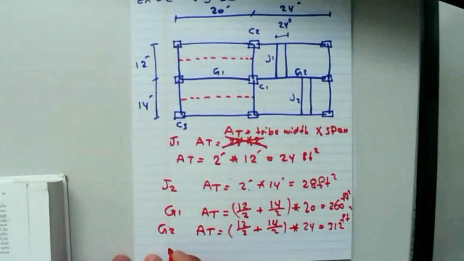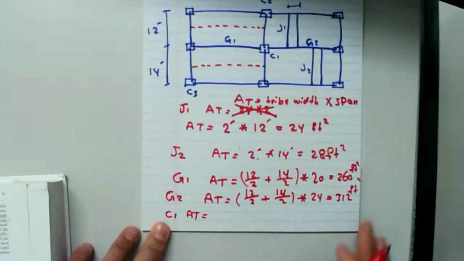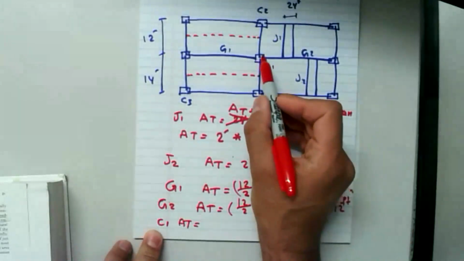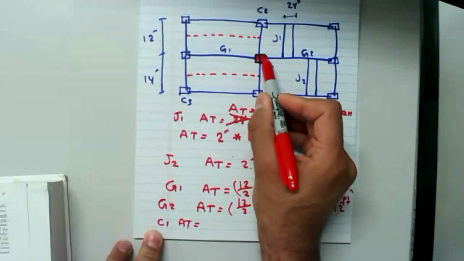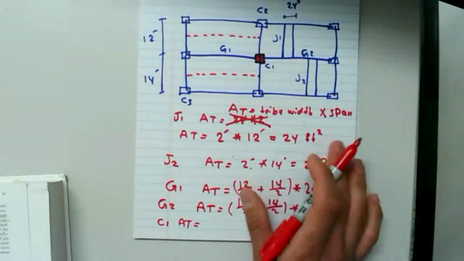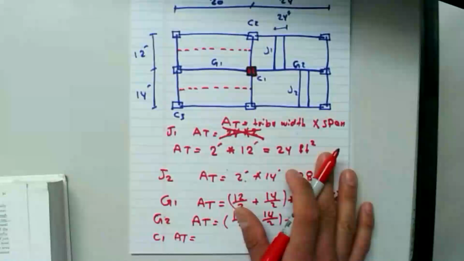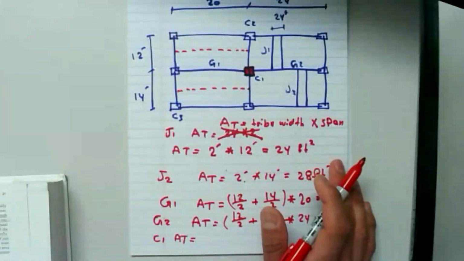So what about Column 1? What is the tributary area for Column 1? So Column 1 is this. Right? Remember, we're dealing with tributary width times span. Now, what is the span of a column?